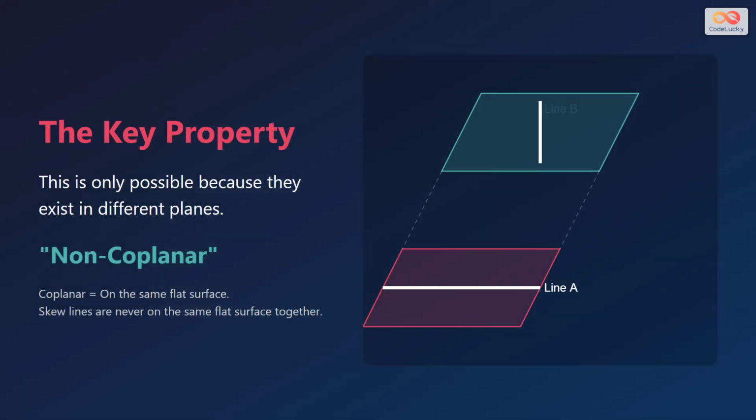How is this possible? The secret is that skew lines are non-coplanar. Coplanar means existing on the same plane or flat surface. Skew lines never share the same plane. Imagine one line drawn on the floor and another line drawn on the ceiling. They exist in different layers of space.